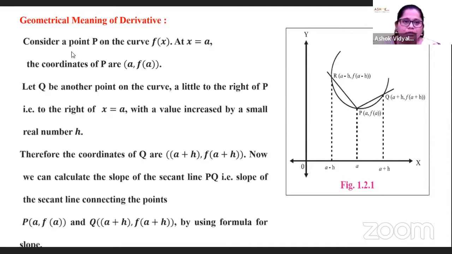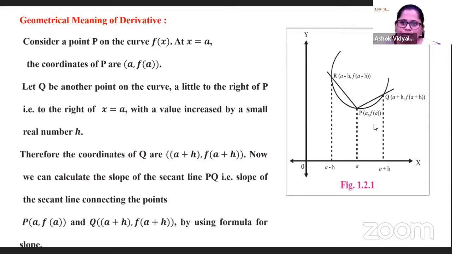See here, consider a point P on the curve f of x. See the diagram, the point P on this curve. The curve is y equals f of x, and on this curve the point P is (a, f of a). Let point Q be another point on the curve, a little to the right of P.